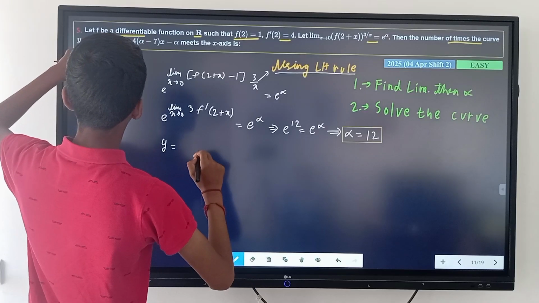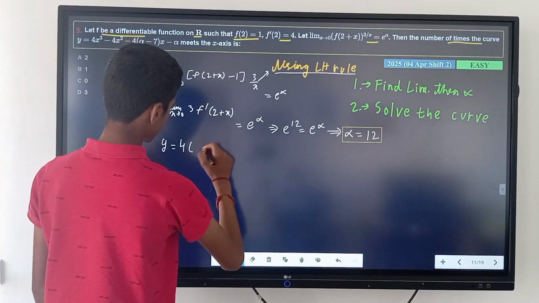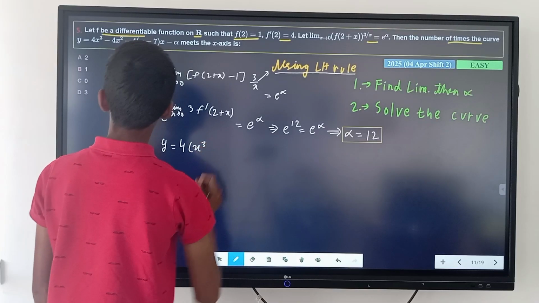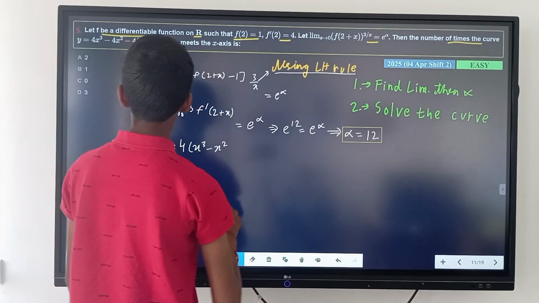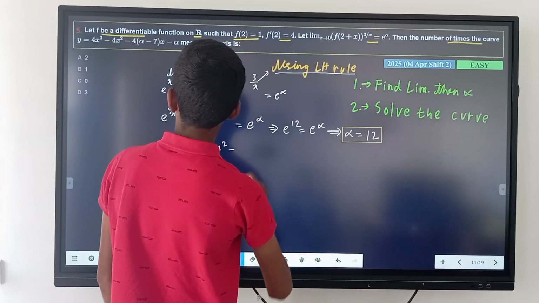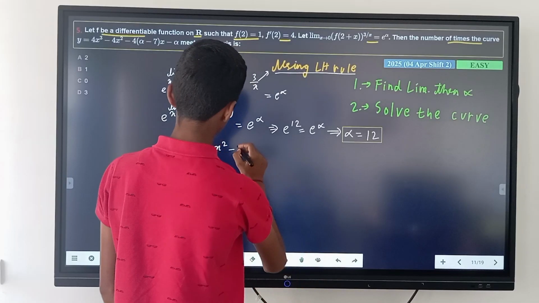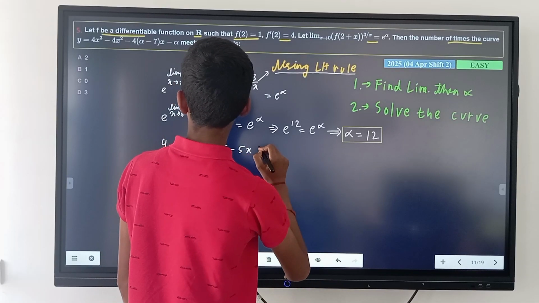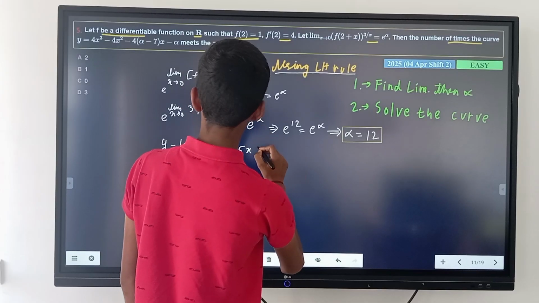Now let's take 4 common from these terms. We will get x cube minus x square minus 5x and minus 3.